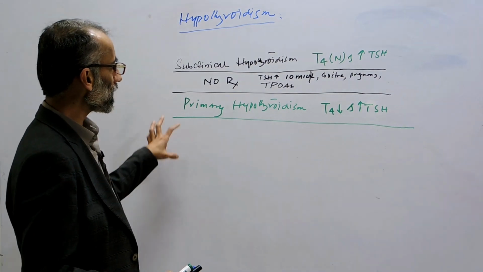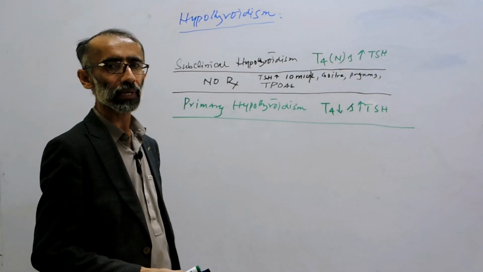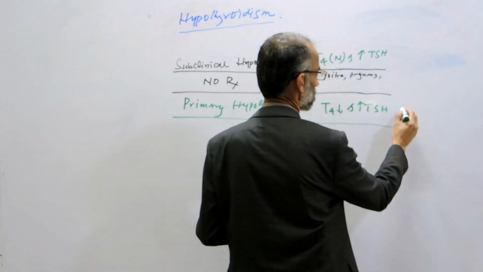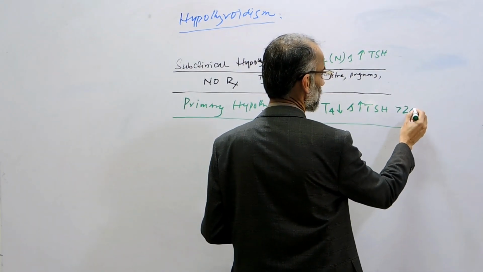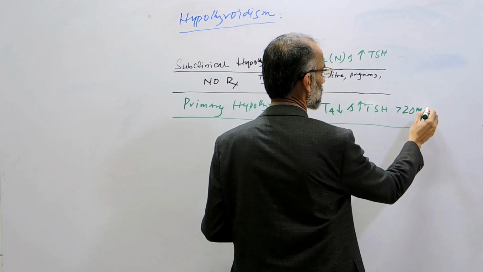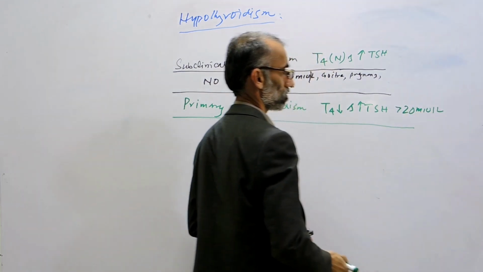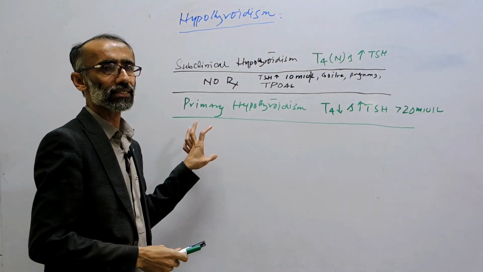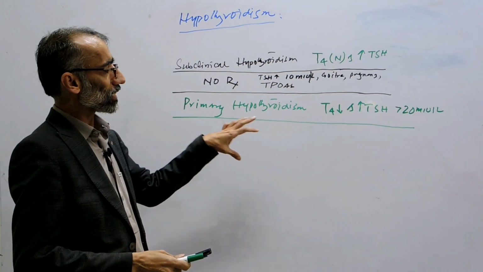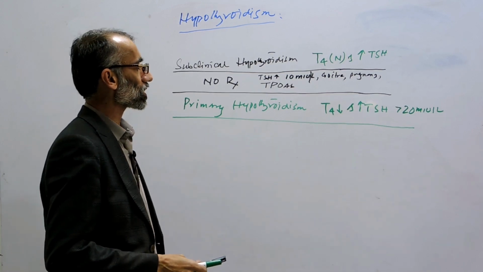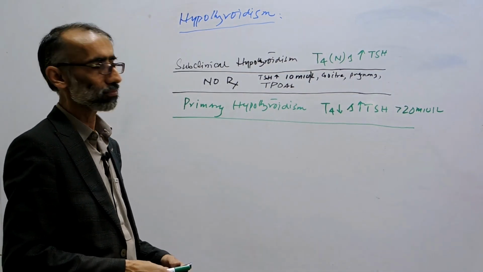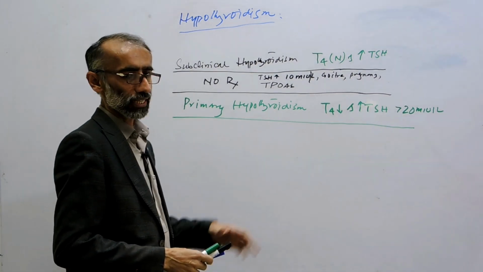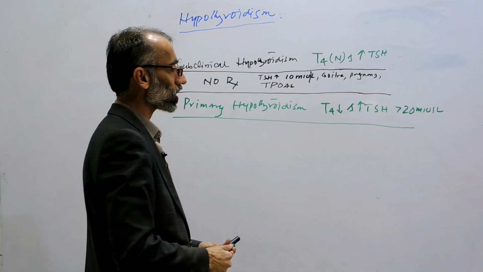TSH is usually elevated in case of primary hypothyroidism to more than 20 milli-international units per liter. Primary hypothyroidism is the decompensated state of hypothyroidism.